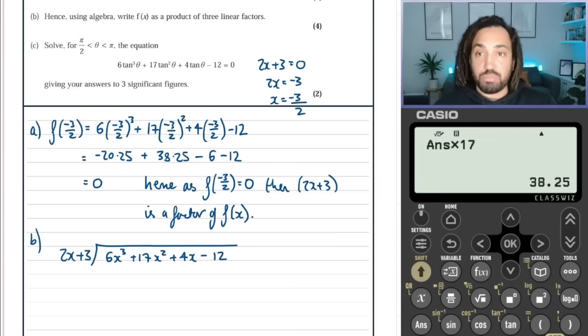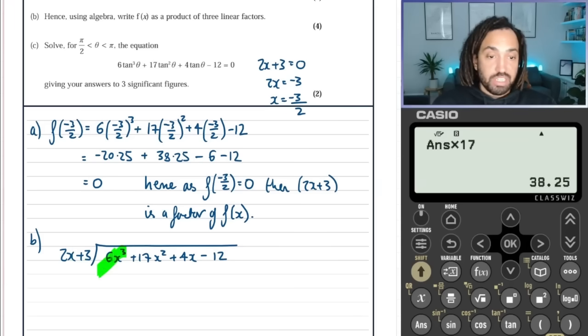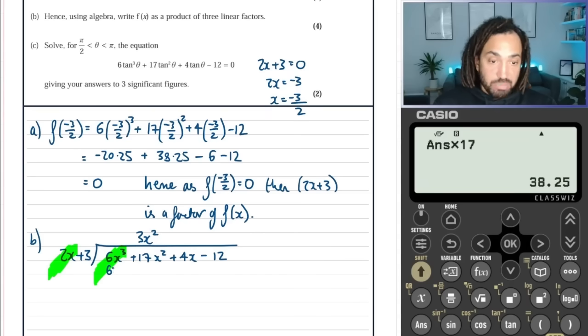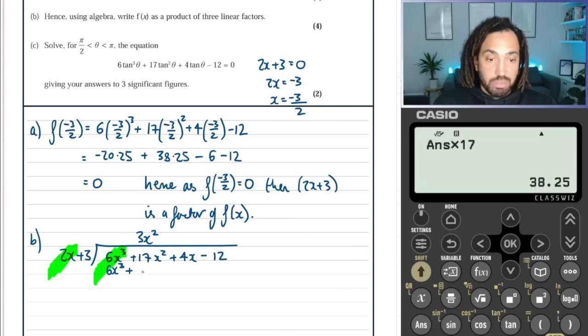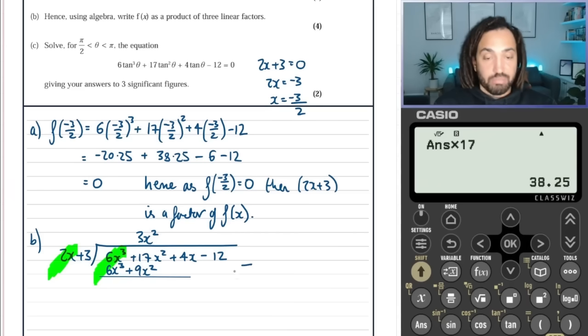Okay, so how do we do polynomial division? Well, we look at this lead term and this lead term, and we divide them. So 6x cubed divided by 2x is 3x squared. And then we multiply that 3x squared by the divisor. So 3x squared times 2x is going to be 6x cubed. And 3x squared times 3 is going to be plus 9x squared. And then we draw a line and we subtract.